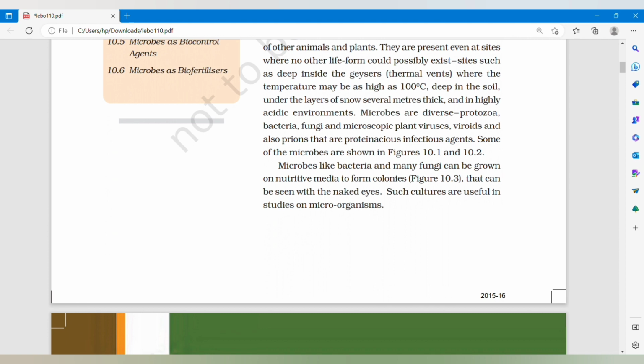Some of the microbes are shown in figure 10.1 and 10.2. Microbes like bacteria and many fungi can be grown on nutritive media to form colonies that can be seen with the naked eyes. Such cultures are useful in study on microorganisms.